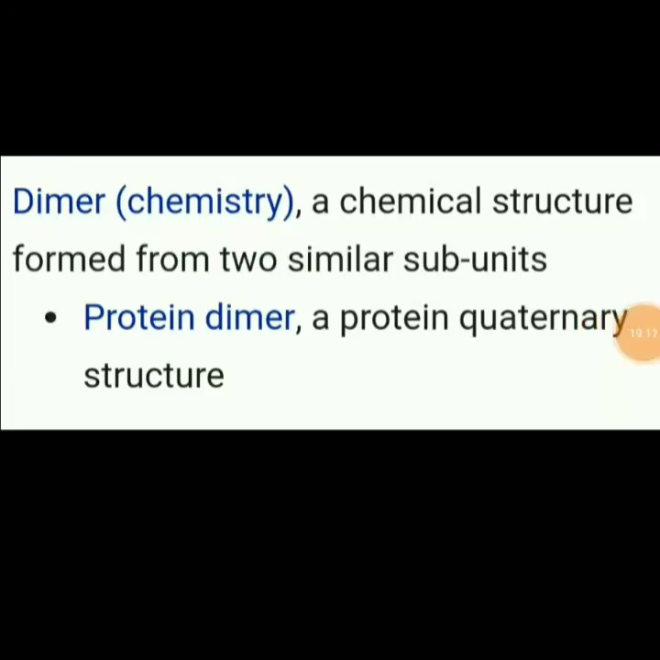A dimer is a chemical structure formed from two similar subunits. A protein dimer is a protein quaternary structure.